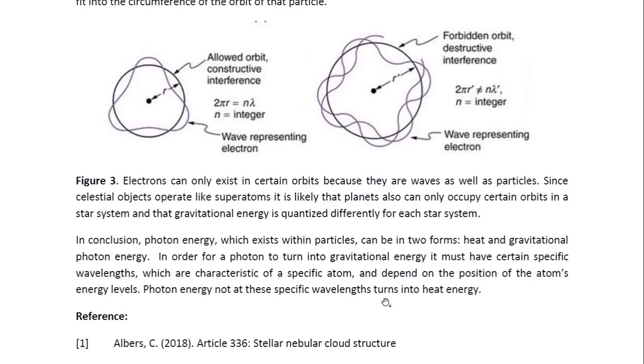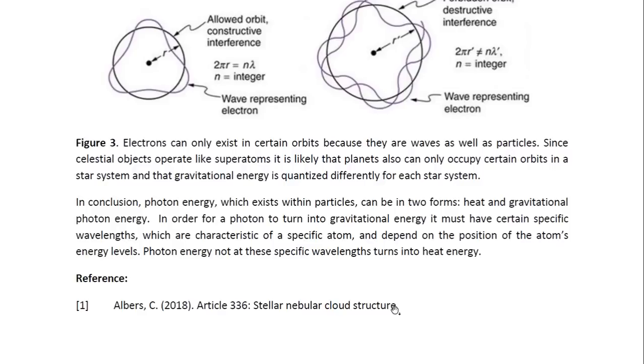So in conclusion, photon energy, which exists within particles, can be in two forms: heat and gravitational photon energy. In order for a photon to turn into gravitational energy, it must have certain specific wavelengths which are characteristic of a specific atom and depend on the position of the atom's energy levels. Photon energy not at these specific wavelengths turns into heat energy.